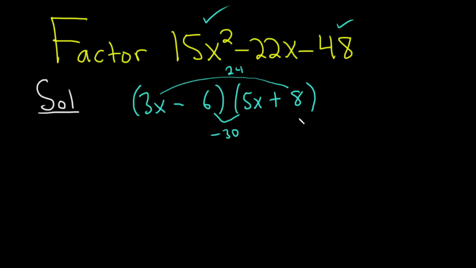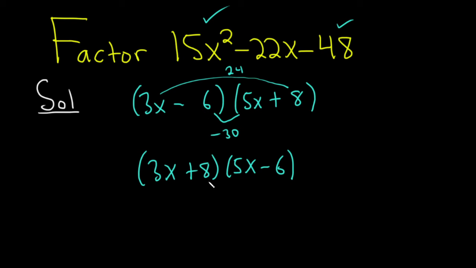Let's maybe try switching the 8 and the 6. So 3x plus 8, 5x minus 6. So everything should be okay except the middle term. We do need to check that. So you see how it's a good example of how sometimes when you try something, it doesn't work, right?